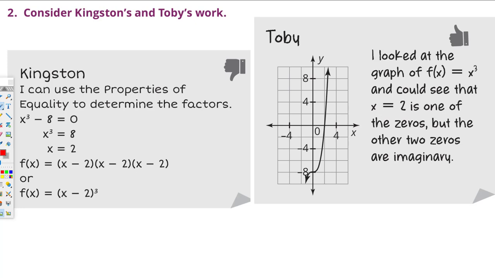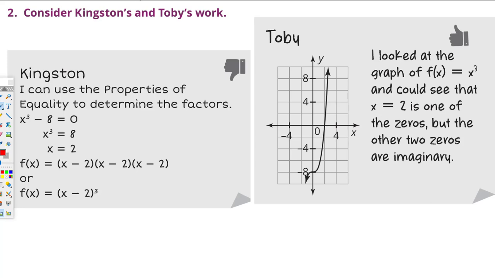Toby, on the other hand, looked at it, he graphed it, and he said, okay, I have the x equals 2, that's one of the zeros, but because it's going through there, I know it can't be the only one, there must be 2 imaginary. So Toby is right. What Kingston did is he just found the only real solution. We need to also look for the other imaginary solutions.